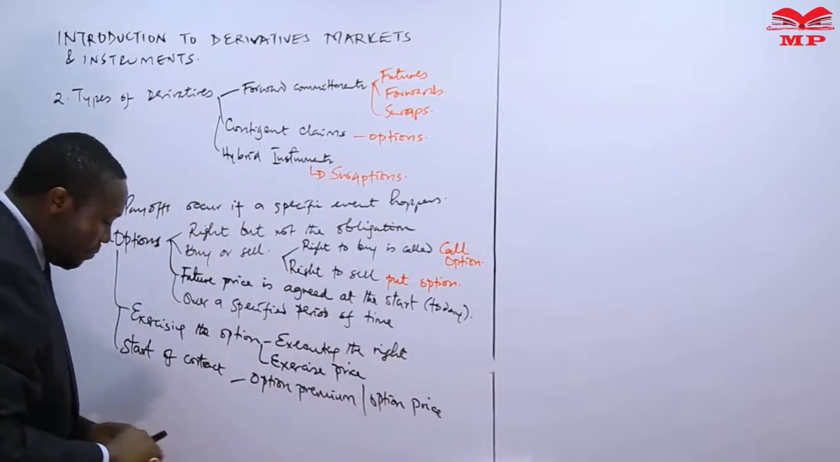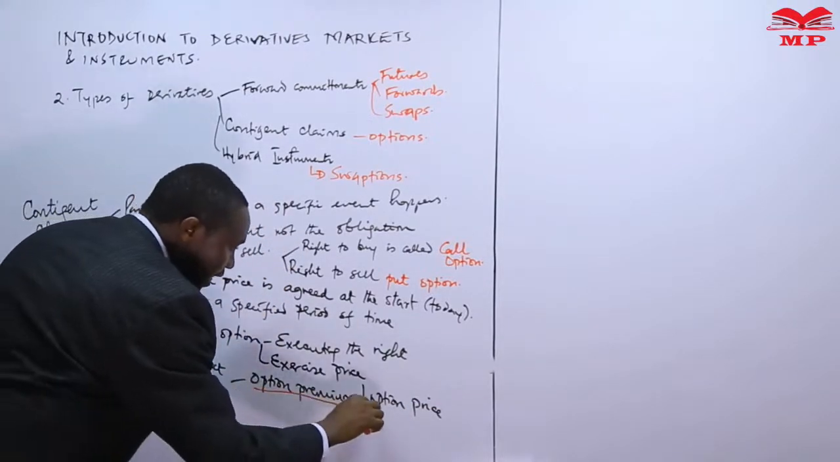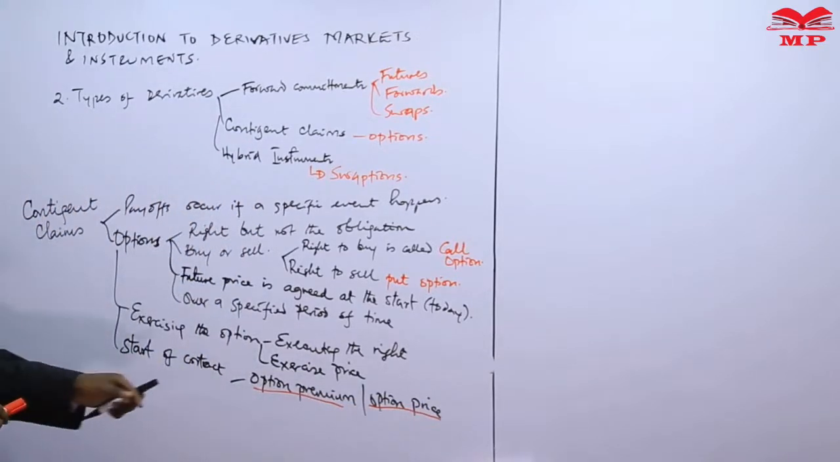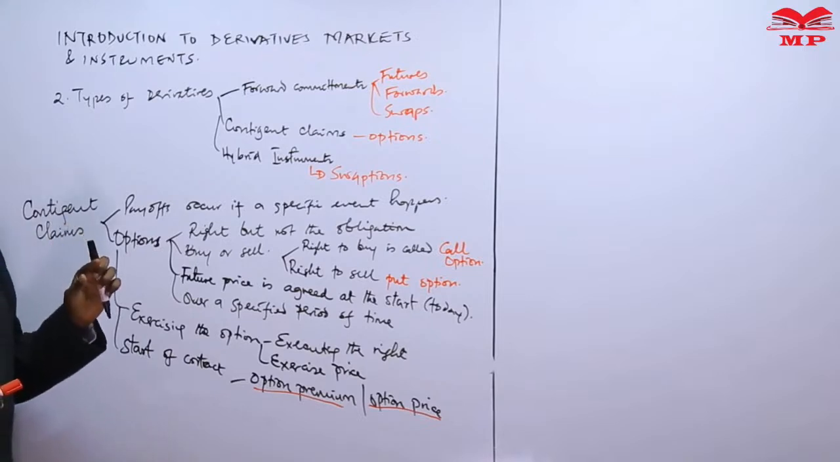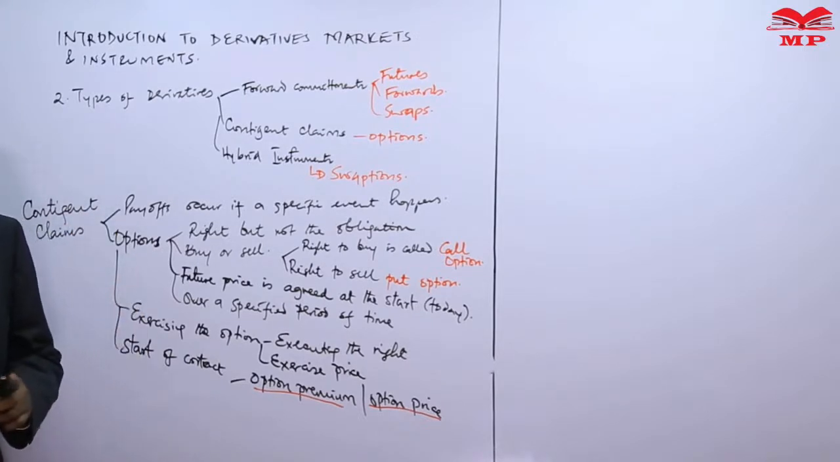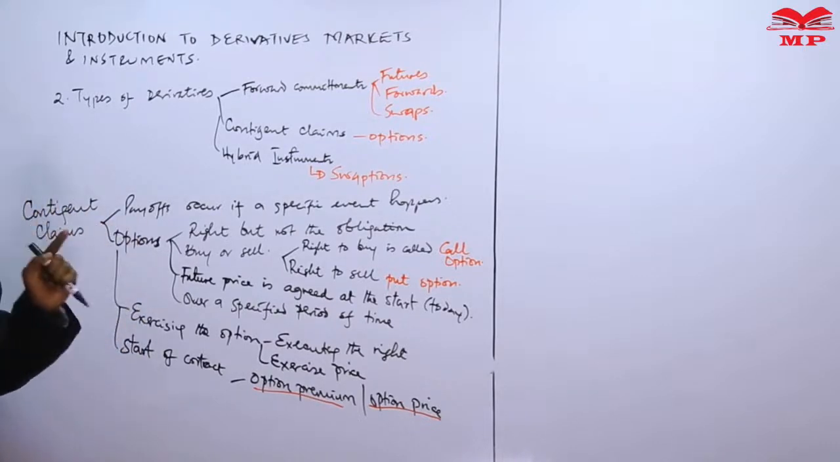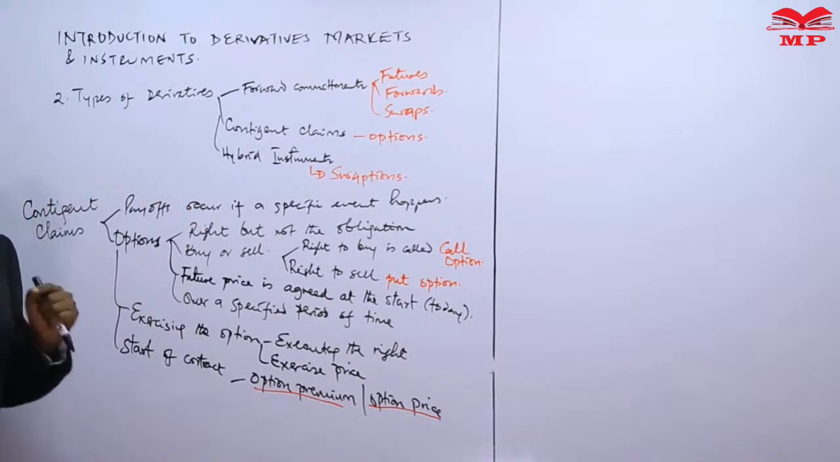The option premium is like a payment so that you acquire the right, but not what? The obligation. Because the option buyer has the right to buy or sell the asset, the option seller has the potential what? Commitment to buy. So he gets the right, but not the obligation. But the seller of the right must what?